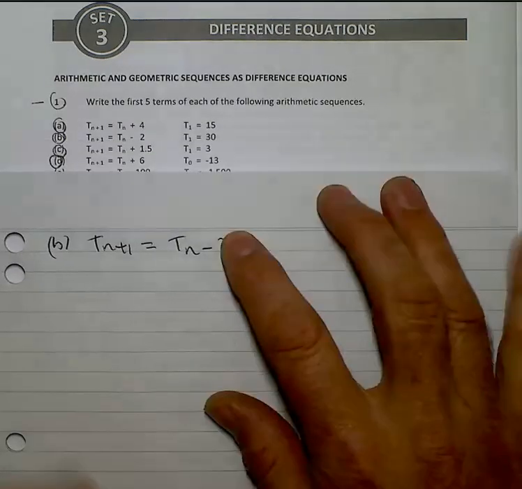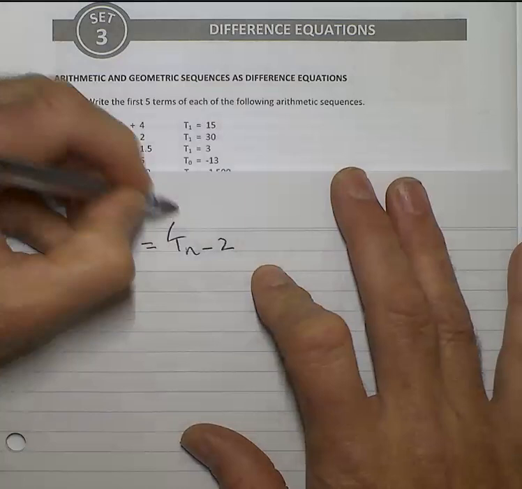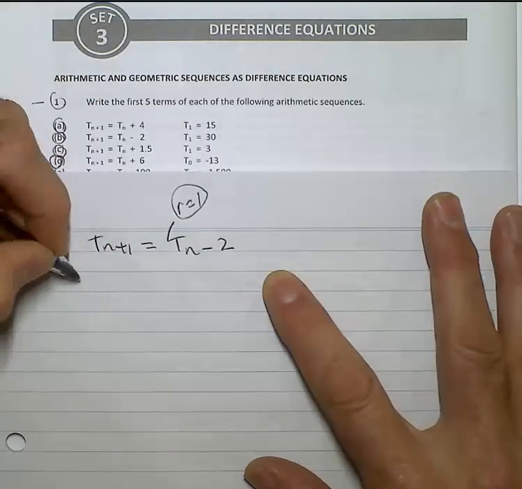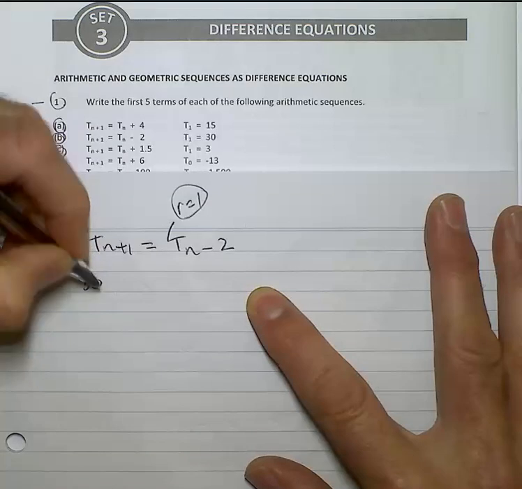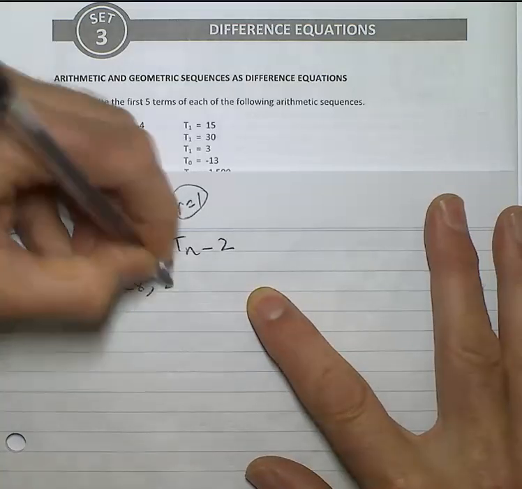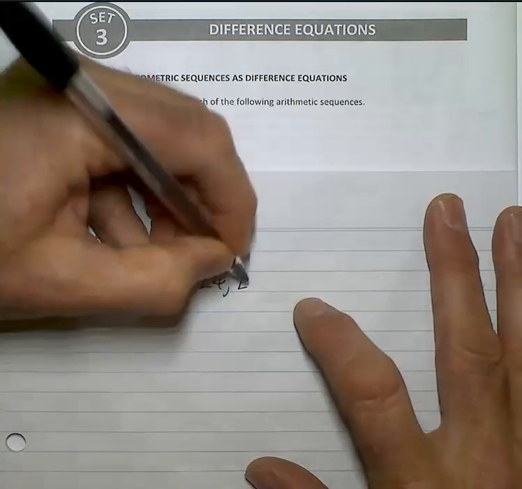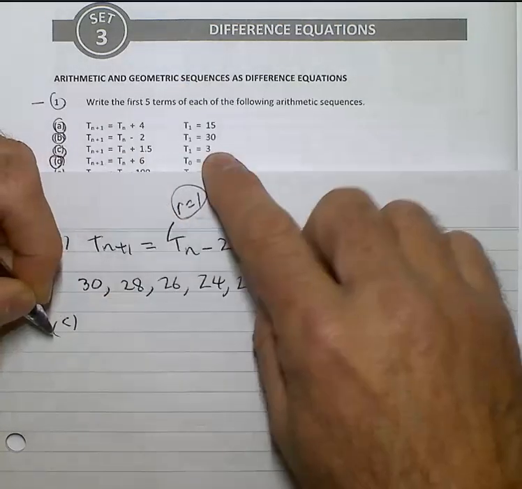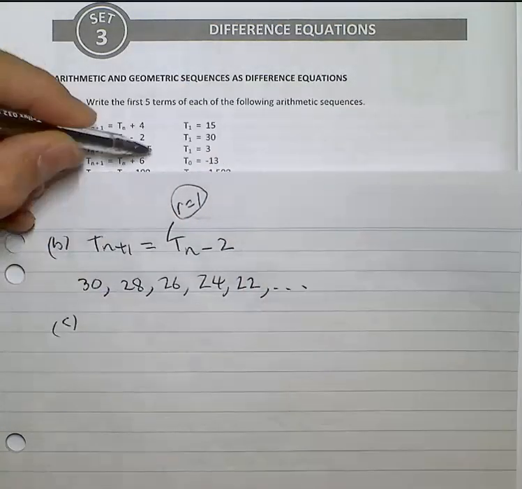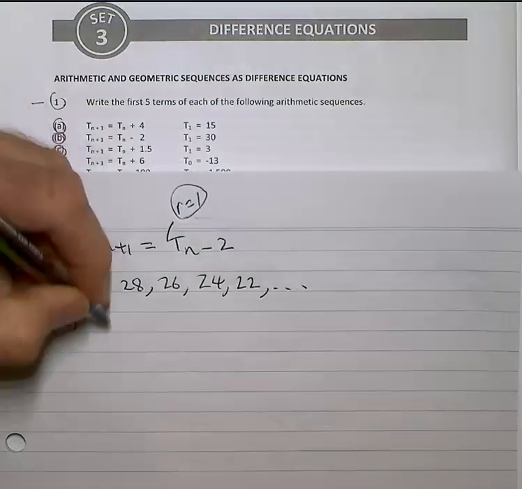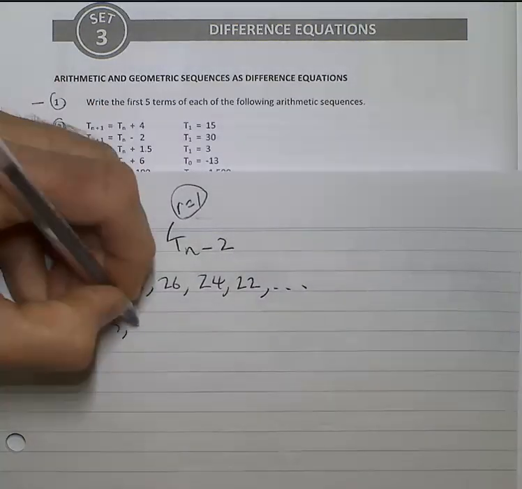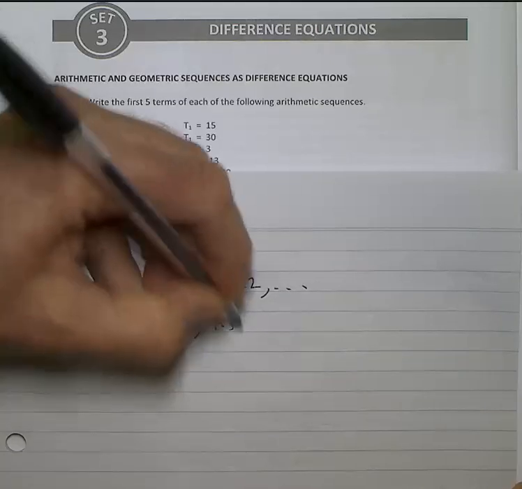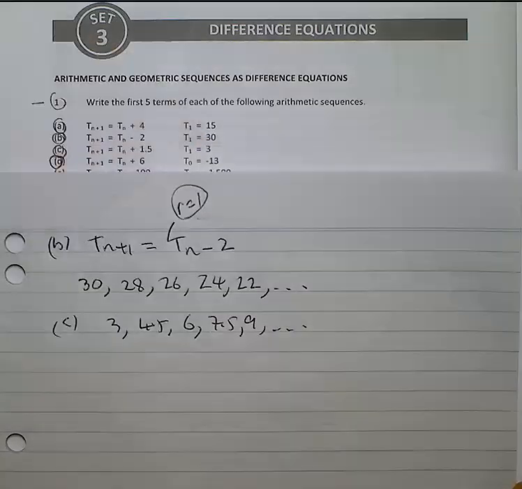In the next case, once again, it has to be an arithmetic progression because the common ratio is equal to 1. So if I want to write out the first 5 terms here, I've got 30, 28, 26, 24, and 22. For C, once again, we start with the term of 3, and we're building on that by 1.5. So a common difference of 1.5, an arithmetic sequence.